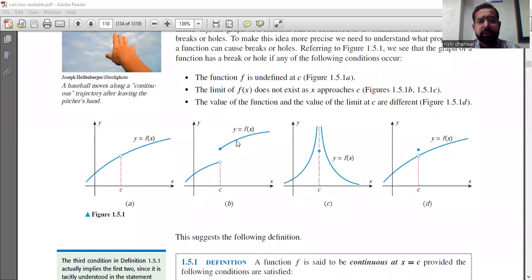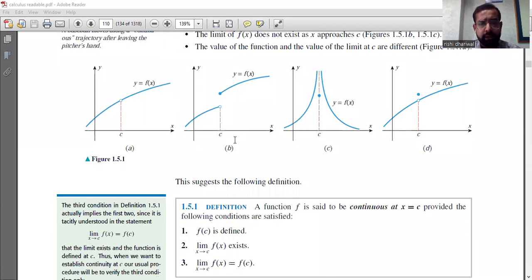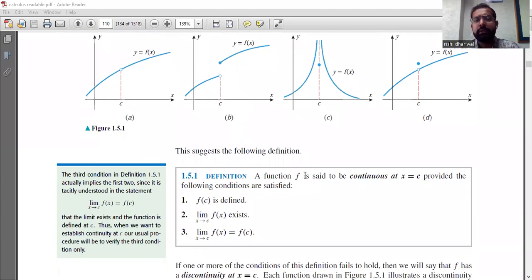To hold this, we define the condition that a function is continuous. A function is said to be continuous at a point C if the following conditions are satisfied. f(C) is defined, which means the function is defined at that point; the limit as x approaches C of f(x) exists; and the limit as x approaches C of f(x) is equal to f(C).